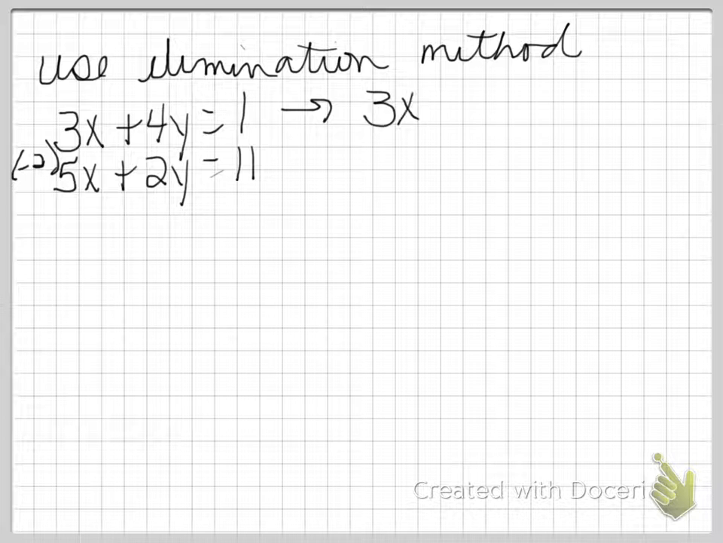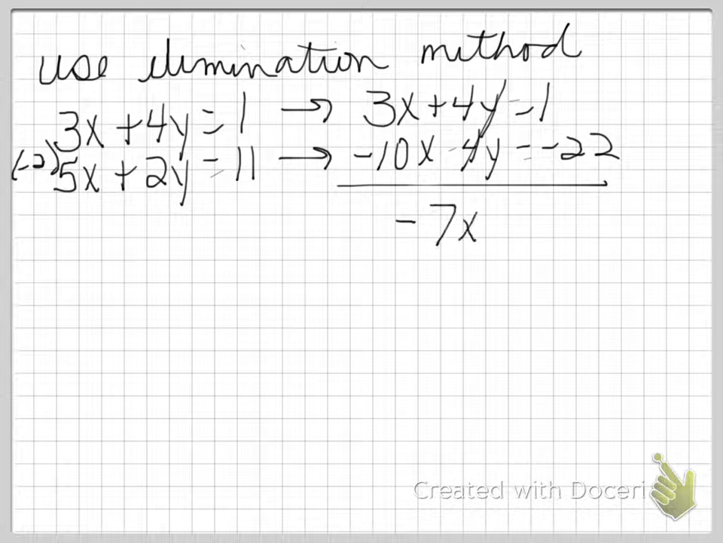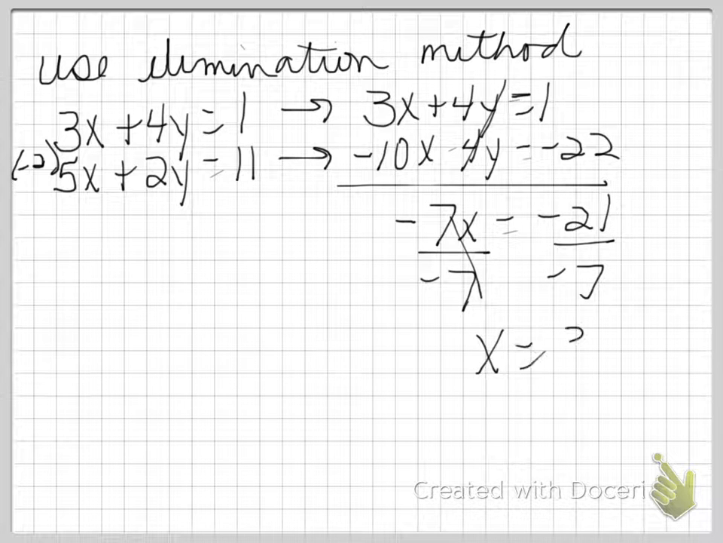So we just recopy the first equation. The second equation we multiply by a negative 2, so that's negative 10x, negative 4y is equal to negative 22. Now my y's go away, so that's negative 7x is equal to a negative 21. Divide both sides by negative 7, and we get x is equal to 3. Now we're going to plug in 3 into either one of the original equations. I'm going to plug it in the very first one.